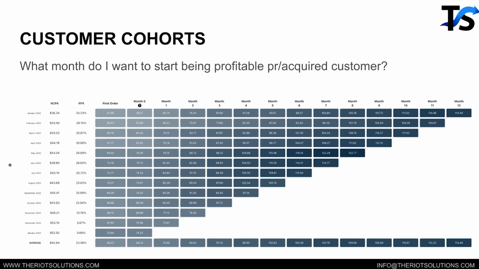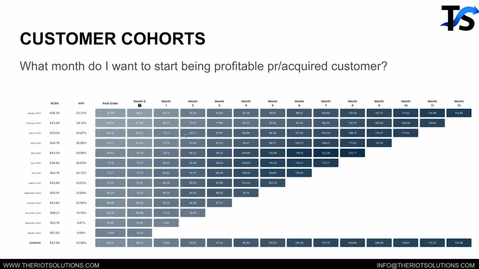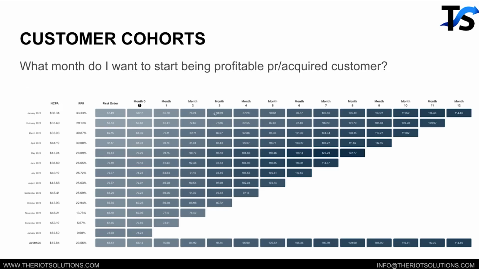So then what I would do is I would essentially just go change the time range. I'd redo everything I did in the beginning for a lifetime value. And I would look at, okay, instead of 12 months, let's do this with 60 days or 90 days. And then I would find my LTV at 60 days, which for this particular brand is about $76. And then I would look at 90 days, which for this particular brand is $81. Okay. Then obviously over 12 months is about $114.